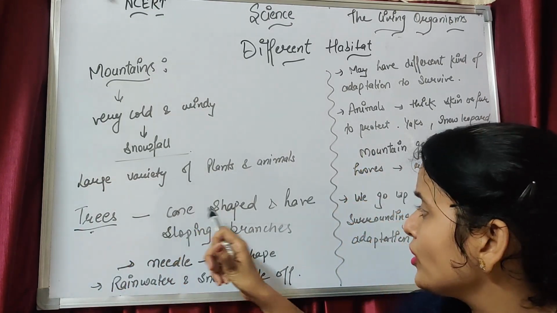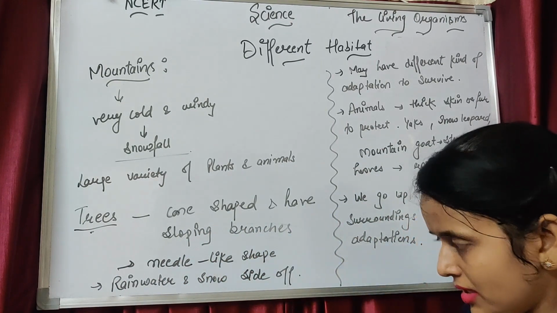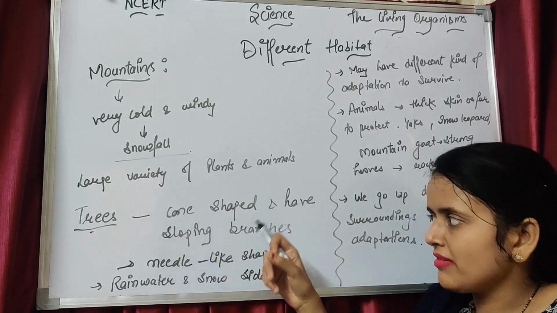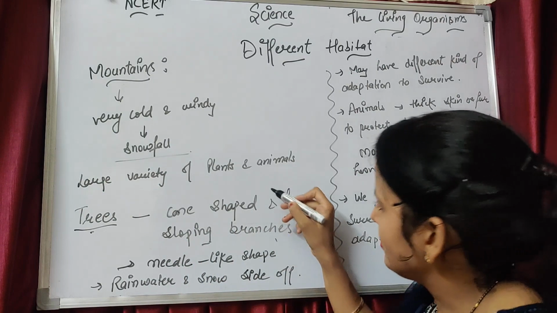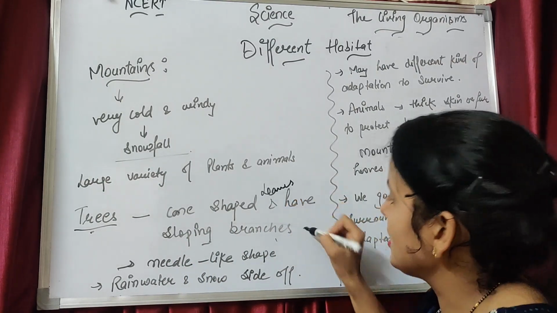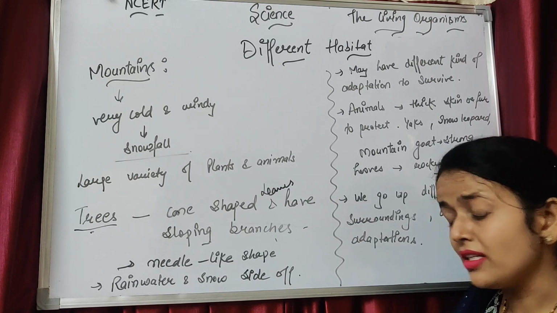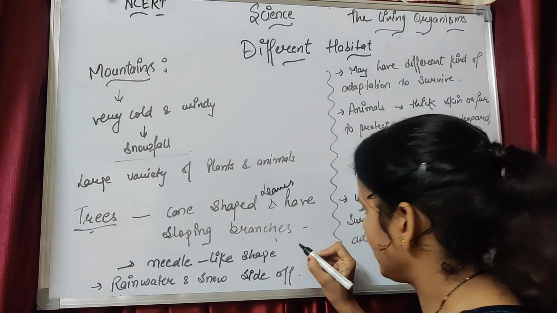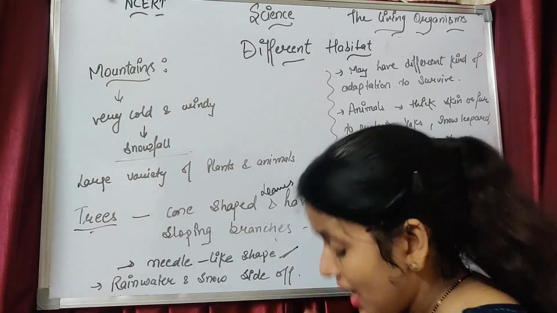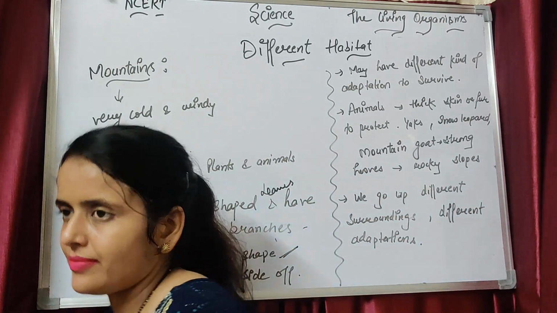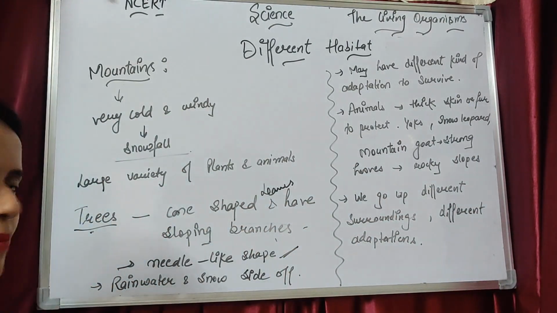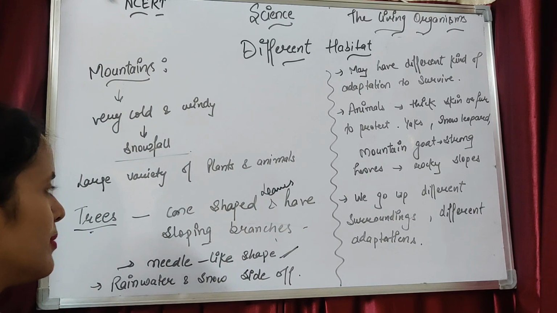Trees have a cone shape and have sloping branches. They have cone-shaped leaves and sloping branches. Needle-like shape of the leaves or branches, you can say. Needle-like shape they have.